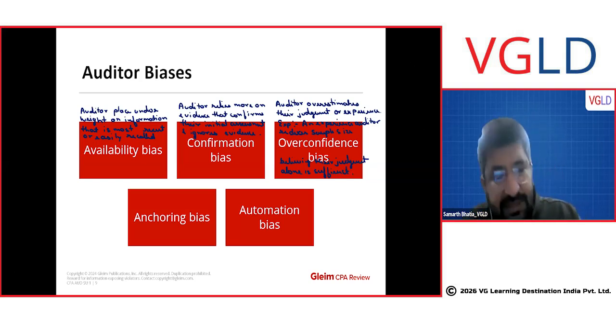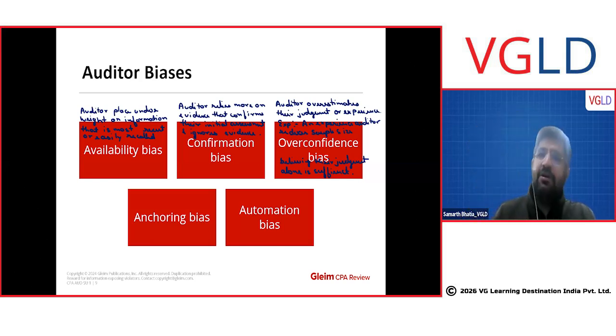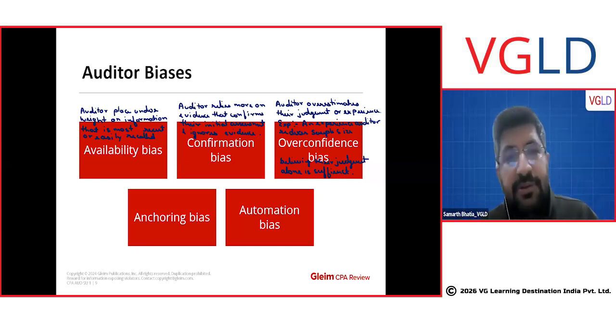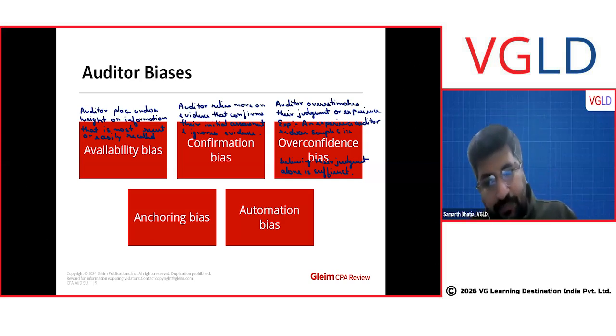Next is the anchoring bias. Anchoring means the auditor just sticks to some information and says if this information is wrong, everything is wrong. This is anchoring bias. So the auditor relies, we can say, too heavily on the initial information or prior year conclusions when forming judgments.